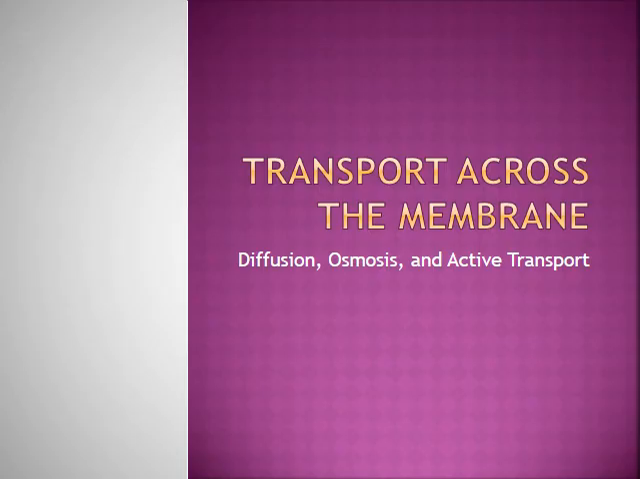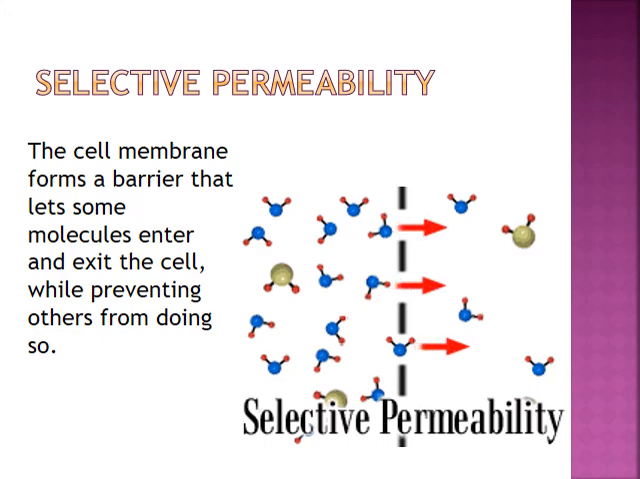So now we've got the structure of the membrane down. Now we've got to talk about the function, how it works. All of that chemistry that we just talked about comes into play with transporting molecules across the membrane using diffusion, osmosis, or active transport. Selective permeability is a critical role played by the plasma membrane. It allows certain things into the cell, but not others.